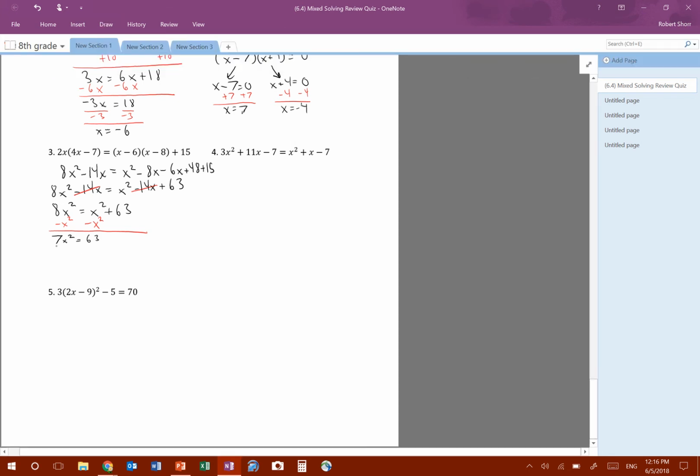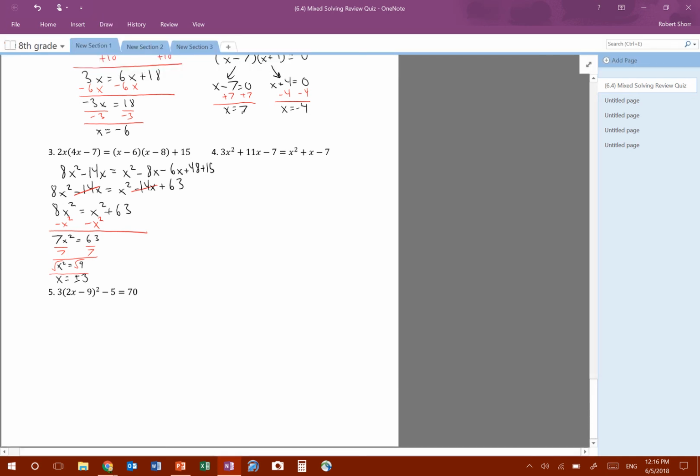Now I'm going to divide each side by 7, which will give me x squared equals 9. And then, if I take the square root of each side, I'm going to get x equals plus or minus 3. This needs a plus or minus. You put a plus or minus on the side that has only numbers when you square root both sides. That is the only time you do it, but you always have to do it then.